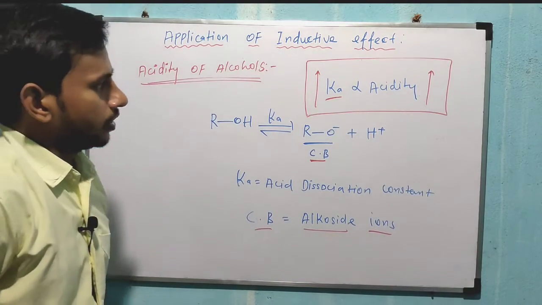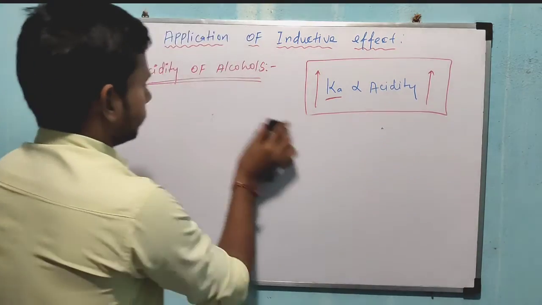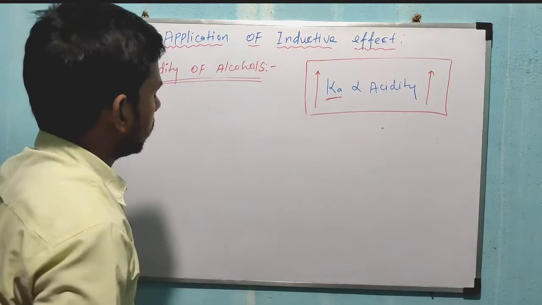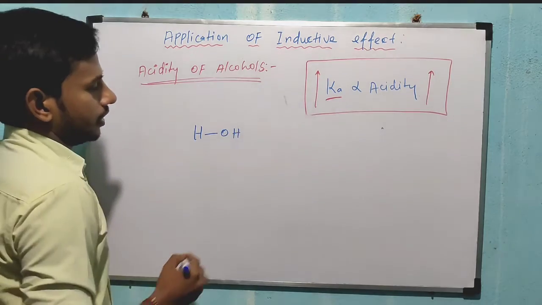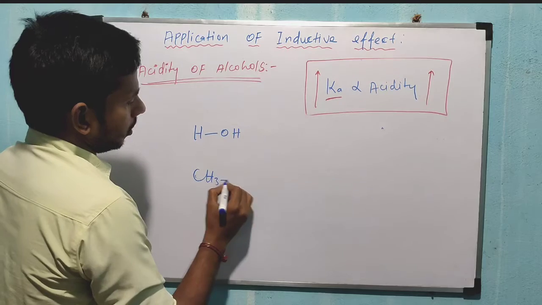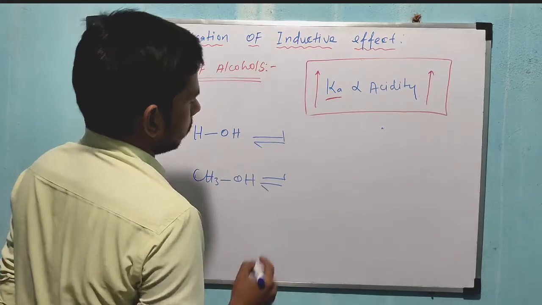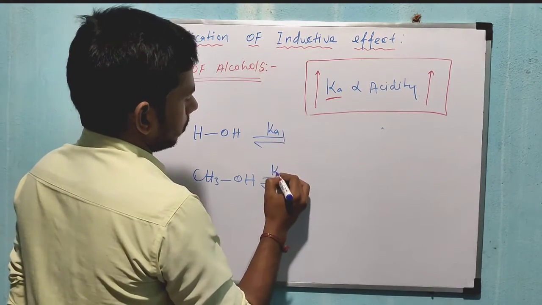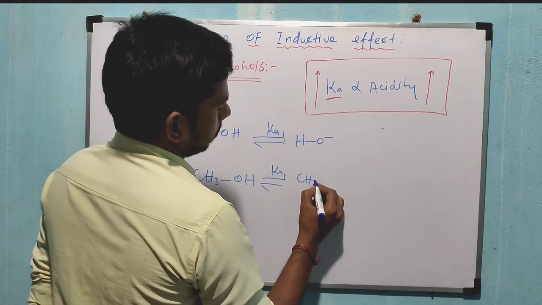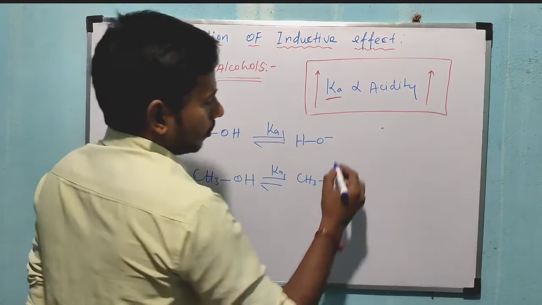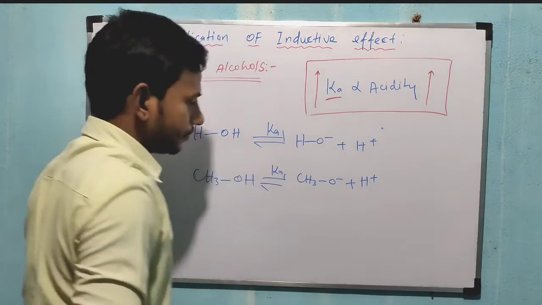Now I am taking an example. I am taking a water molecule, and one more example, methanol, CH3OH. Dissociation takes place with Ka in both cases. Water gives HO minus plus H plus, and methanol gives CH3O minus plus H plus.